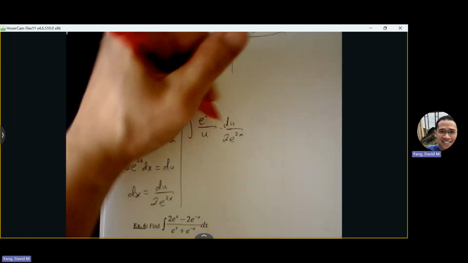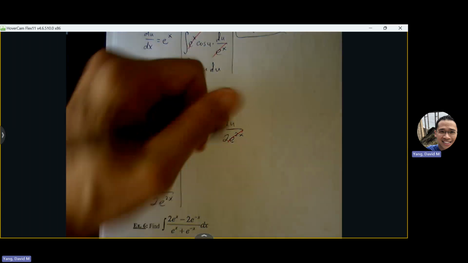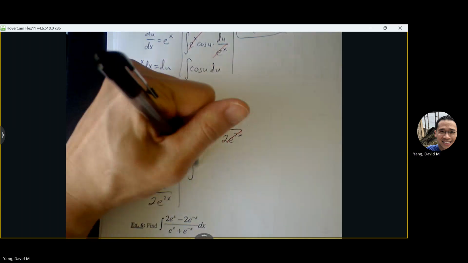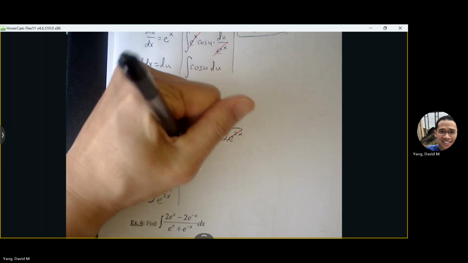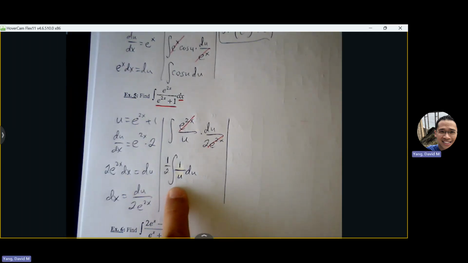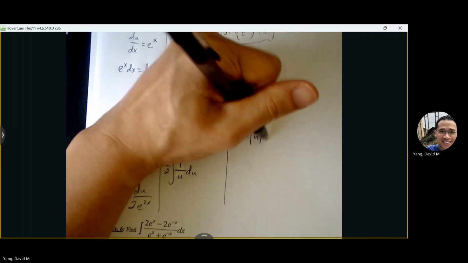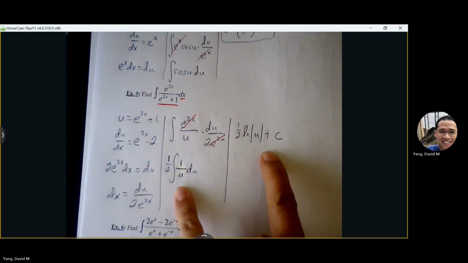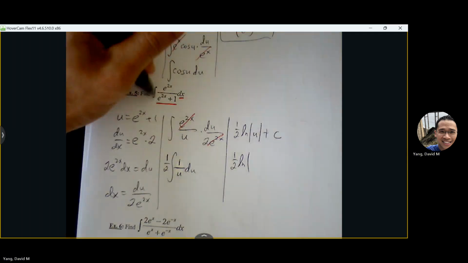We need the x's to cancel out, and they do, but there is a 2 in the denominator that we want to make sure we keep track of. Sorry, 1 over u du. So 1 over u is just natural log. Then replace the u back in terms of x.